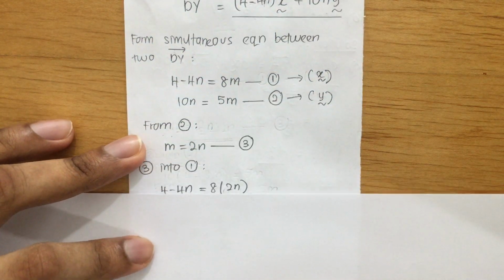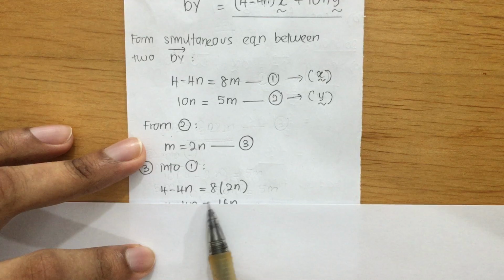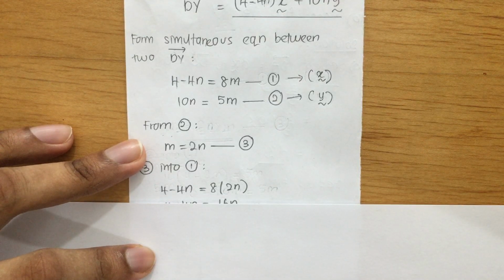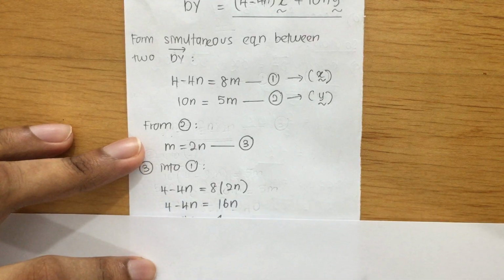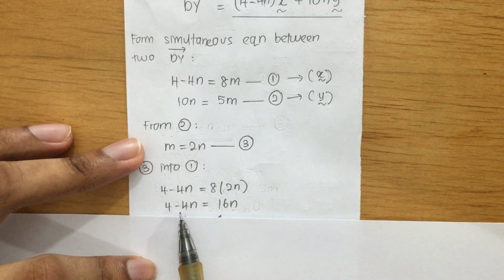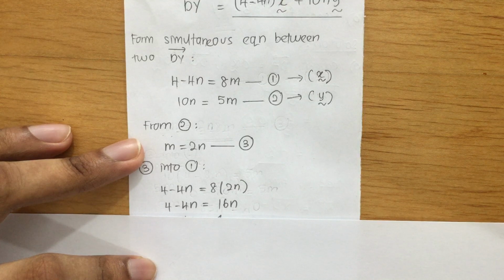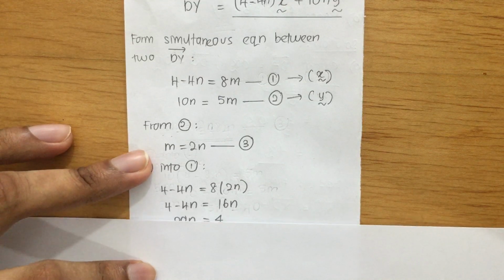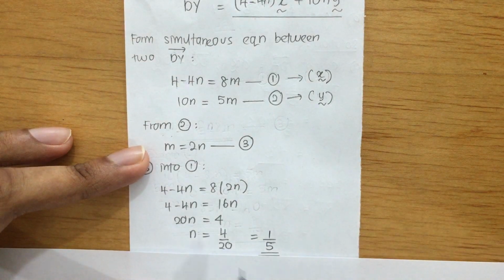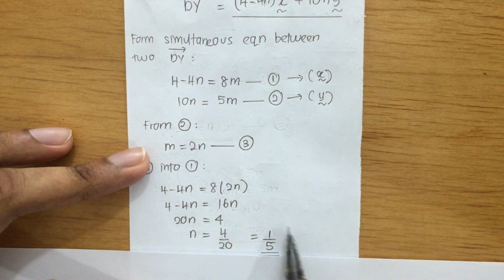Continue to the next step. 4 minus 4n equals to 8 in a bracket 2n. You expand the 8, you'll get 16n. So 4 minus 4n is equals to 16n. This negative 4n from the left hand side, you can bring it to the right hand side, where you'll get 16n plus 4n, which will be equals to 20n. So 20n equals to 4, and you'll get your n equals to 4 over 20. This 4 over 20 can further simplify. You will get your answer is 1 over 5. Okay, you already get the first answer.